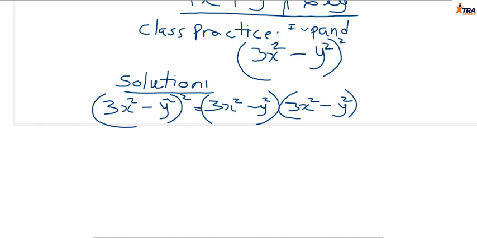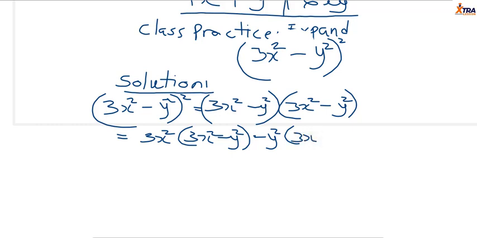So we now begin to expand, and from what we learned in the last class, you bring out the first part, 3x², you write the whole of the second part, (3x² − y²), then you bring out the second part, minus y², (3x² − y²). What do we do next? Then we have to remove the brackets.